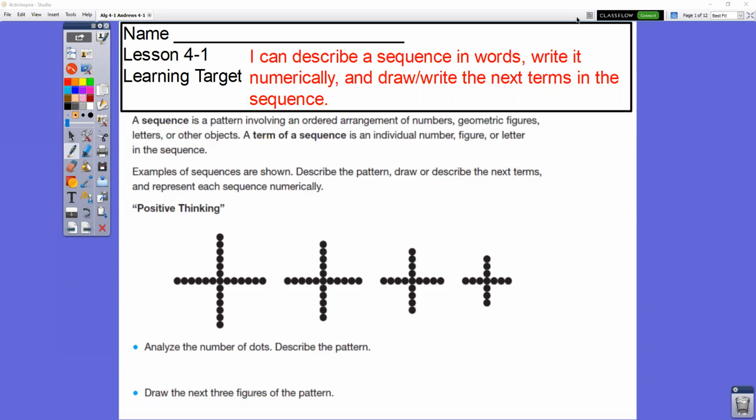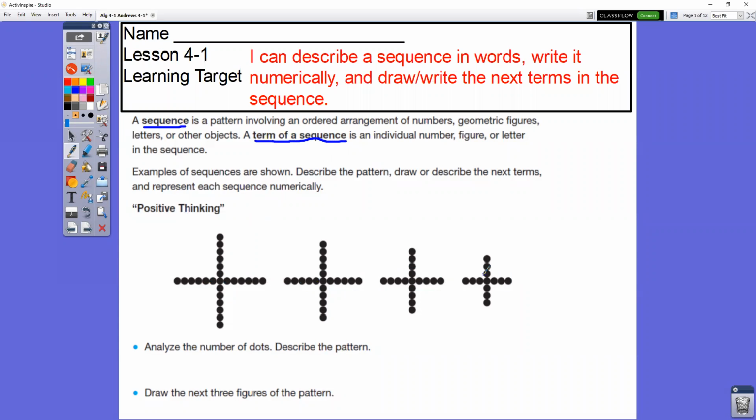First of all, we have some vocabulary words, all right? A sequence is a pattern involving an ordered arrangement of numbers, figures, letters, or other objects. A term in the sequence is an individual number, figure, or letter in the sequence. So this would be the first picture or first term in the sequence. This would be the second one, the third one, the fourth one. Examples of sequences are shown: describe the pattern, draw or describe the next terms, and represent each sequence numerically.